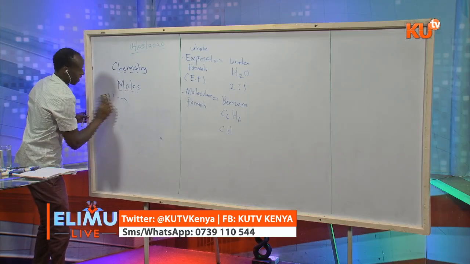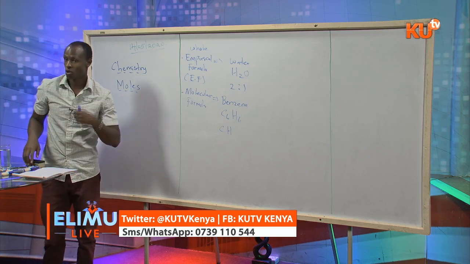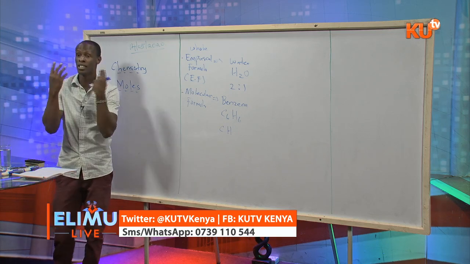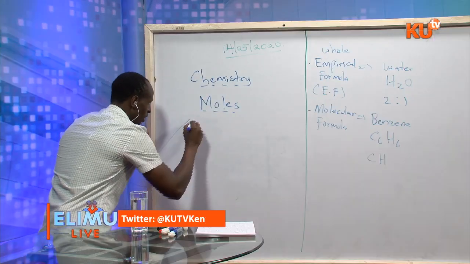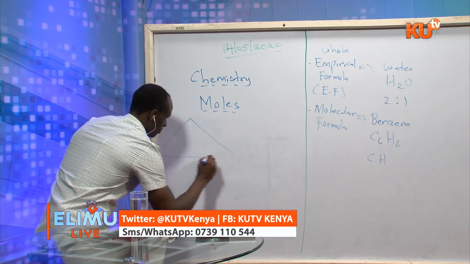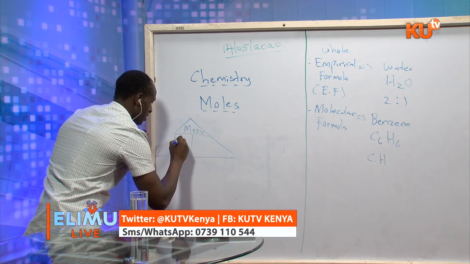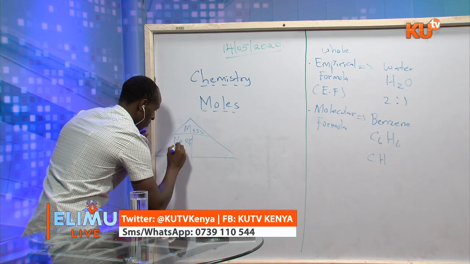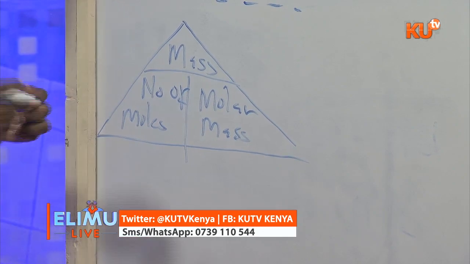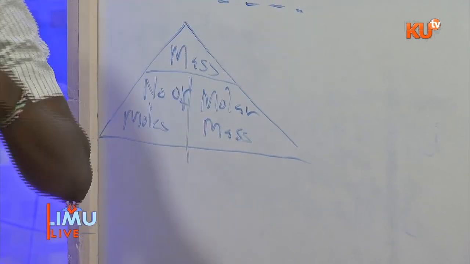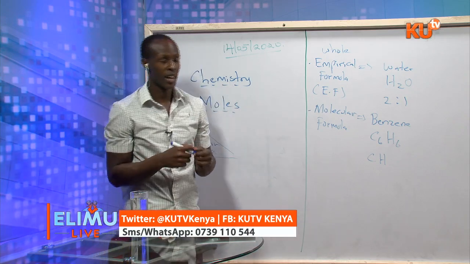Let me now move swiftly to major formulas which you need to know when you are handling questions regarding moles. And the first 2 formulas, I'll represent them in a triangle so that it's easier for you, the student at home, to understand and grasp them. The first one, we have this triangle here. On top here, I'll write mass. Here, I'll write number of moles. And here, I'll write molar mass. Molar mass, sometimes some books will refer to as relative formula mass, RFM, or relative atomic mass, RAM.